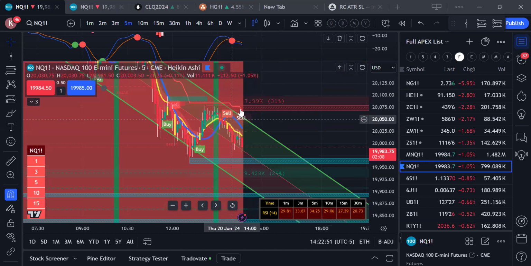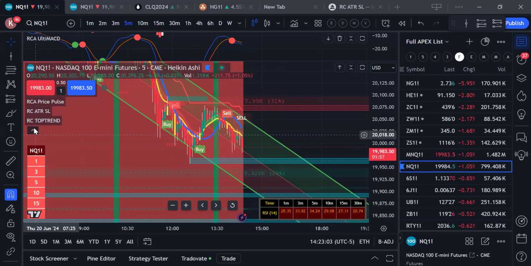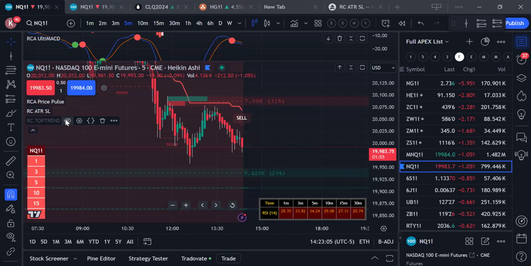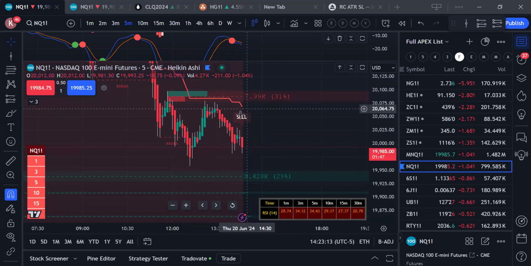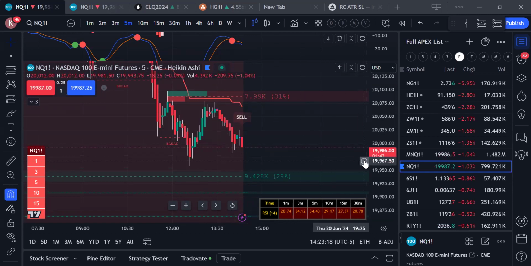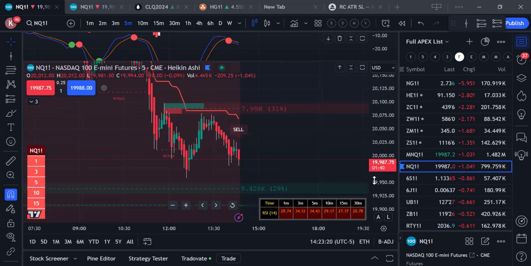It looks at a lot of different things, and when it thinks that it is a perfect sell, only then will it give it. My top trend gave the sell. This also gave the sell. That is the perfect opportunity. Or if you don't want, you just hide the top trend and you can only play with price pulse and this one. Whenever this gives sell, you are below. So it's up to you how you want to play with it.